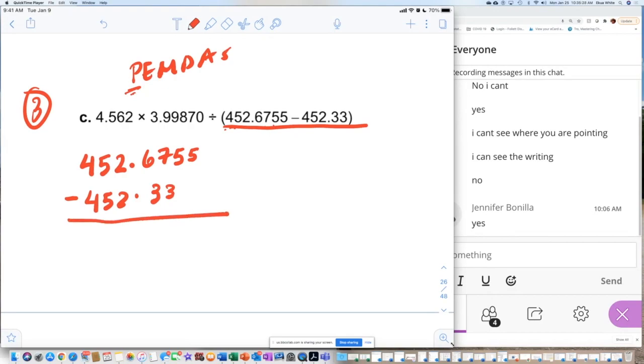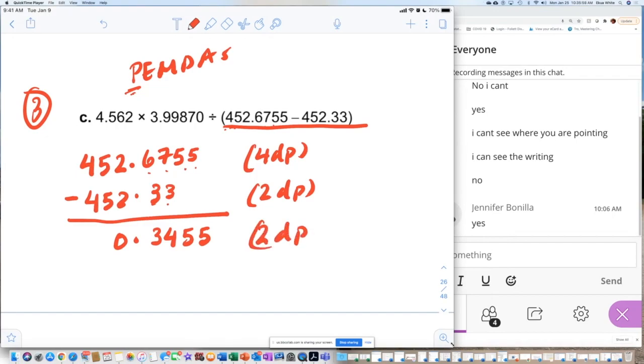Calculator time. Okay, 452.6755 minus 452.33. Okay, my answer comes out as 0.3455. Okay, let's see. 1, 2, 3, 4. I had 4 decimal places here. 1, 2. I had 2 decimal places here. Based on the number of decimal places, my answer should only have 2 decimal places.